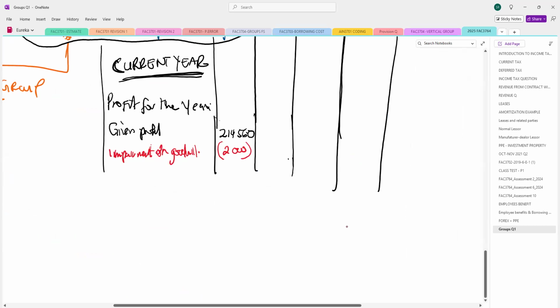Now, before I go on, let me even pause here. There's another note you need to write down. The only time you're actually going to share the goodwill impairment between the parent and the NCI is if they have used the full goodwill method.